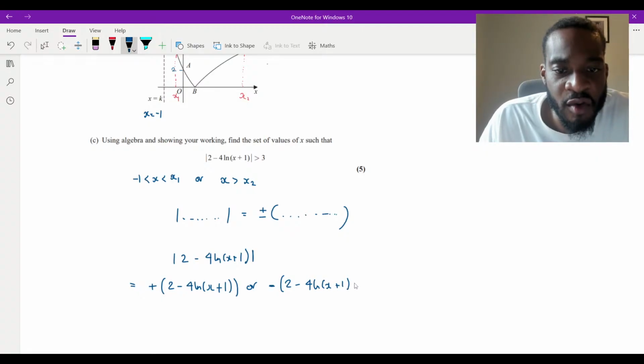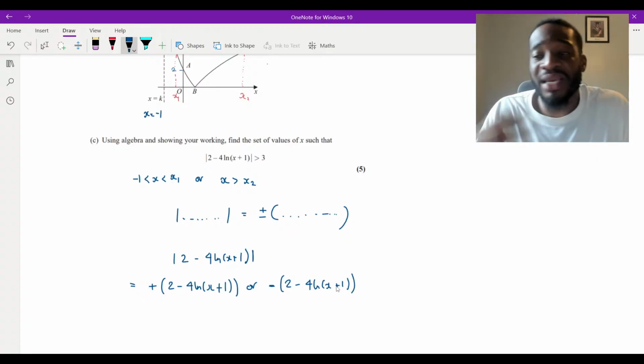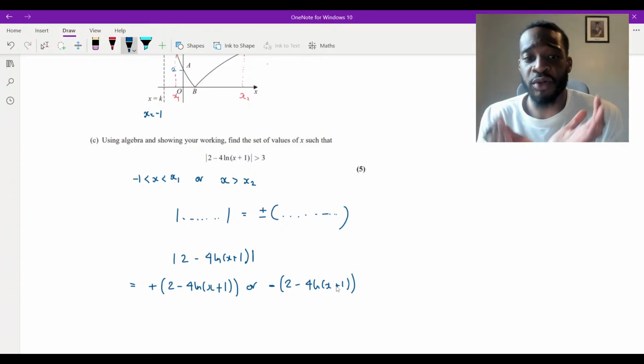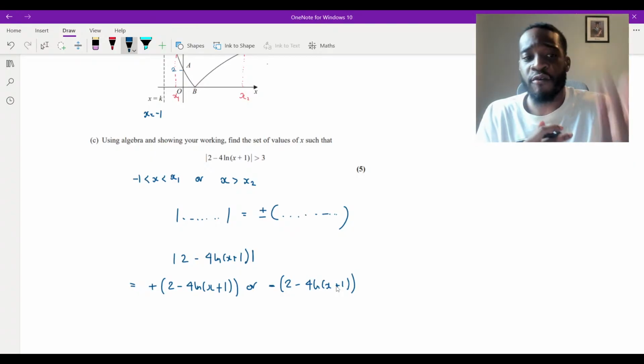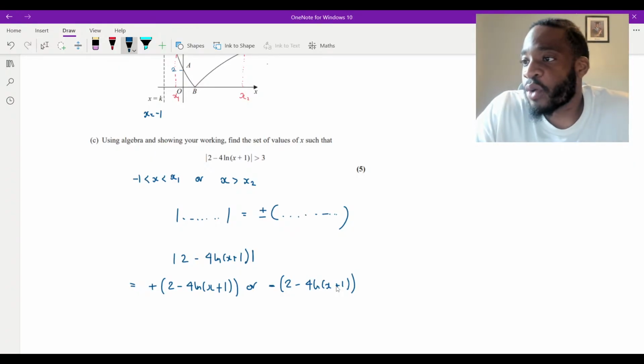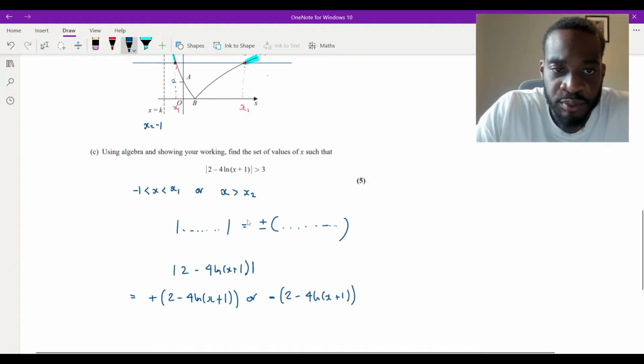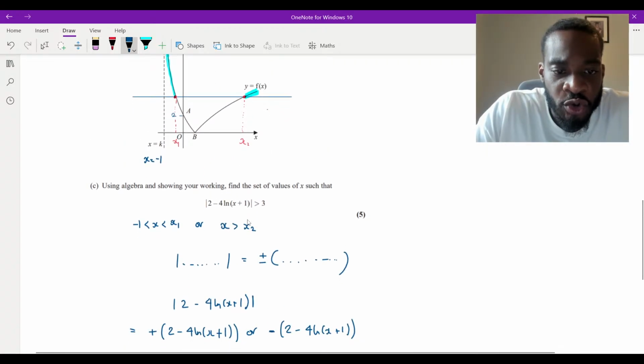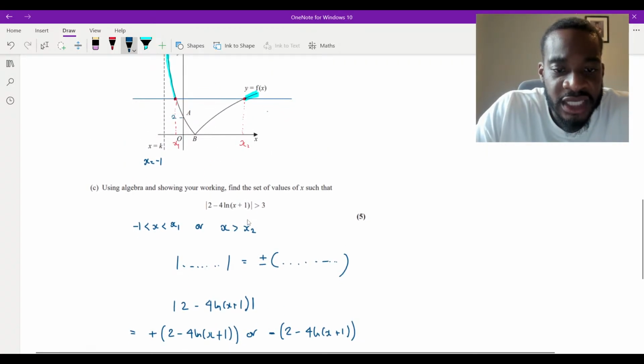Now, remember, when you have a modulus function, it's literally a piecewise function. It's two functions put together, and it's just the same function. One is a reflection of the other. So the question is, which one is it? Let's actually see which one it is.